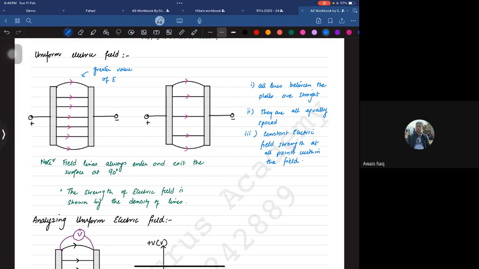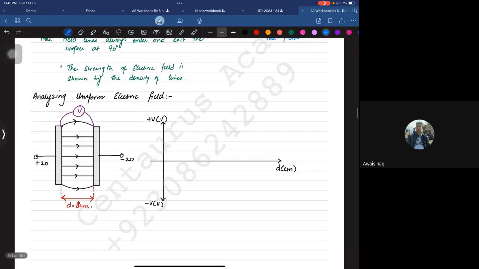Right. Now going to the next, we're going to look at analyzing a uniform electric field. When you look at an electric field, we can find its potential difference by putting a voltmeter across the plates. And then let's suppose the distance between the plates is 8 centimeters. And this is 20 volts and this is minus 20 volts. So basically, right where you have plus 20 volts, this is the 0 point.